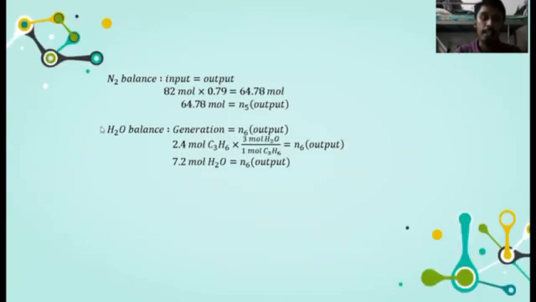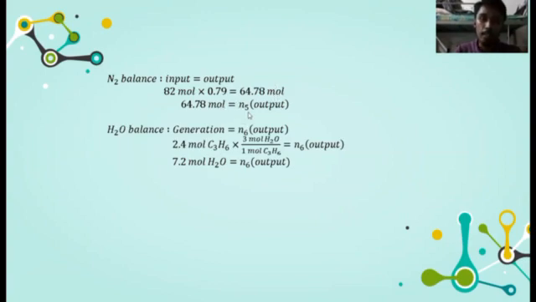Next is to find the N2 balance and the H2O balance. To find the N2 balance, its equation is input equals output, since it is only involved in input and output. Its input is 82 times 0.79. The 0.79 is the actual fraction of nitrogen in normal air, which is 0.79 for nitrogen and 0.21 for oxygen. If you add both, we get 100. So in 100% of air, 0.79 is the nitrogen's fraction. We need to multiply 0.79 with 82 mole, so we get 64.78 mole of nitrogen.